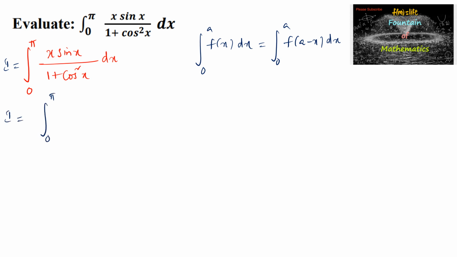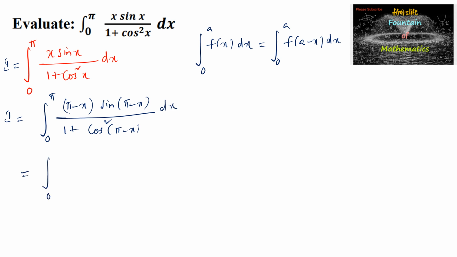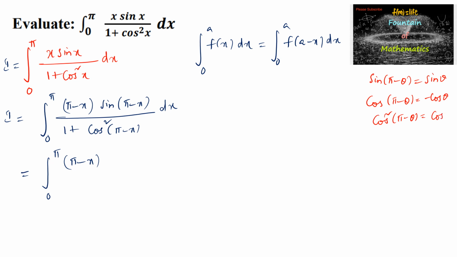integral 0 to pi of (pi minus x) sin of (pi minus x) divided by 1 plus cos of (pi minus x) square dx. So we can also write it as 0 to pi of (pi minus x), where sin of (pi minus theta) is sin theta, and cos of (pi minus theta) is equal to minus cos theta, but cos square of (pi minus theta) will be cos square theta.